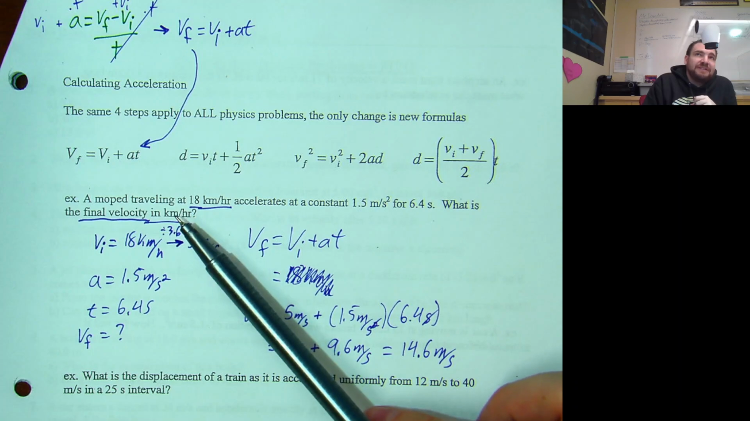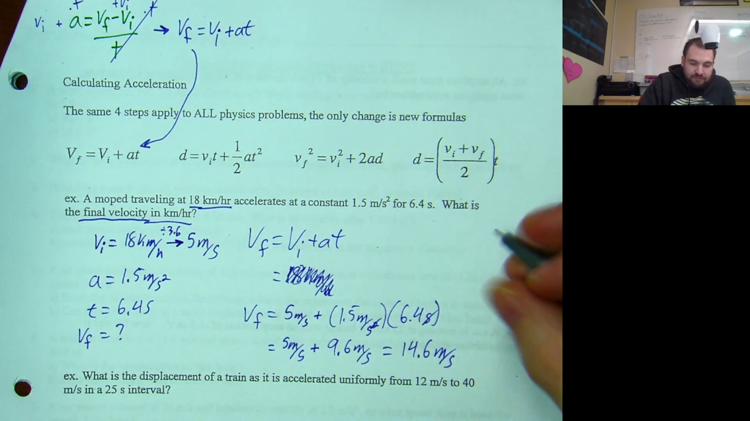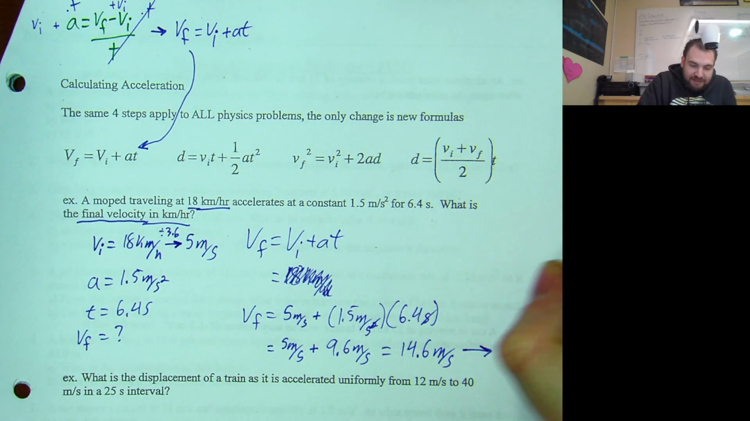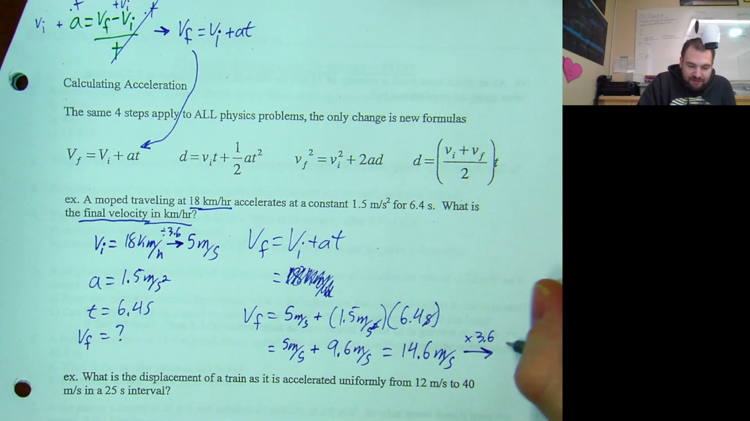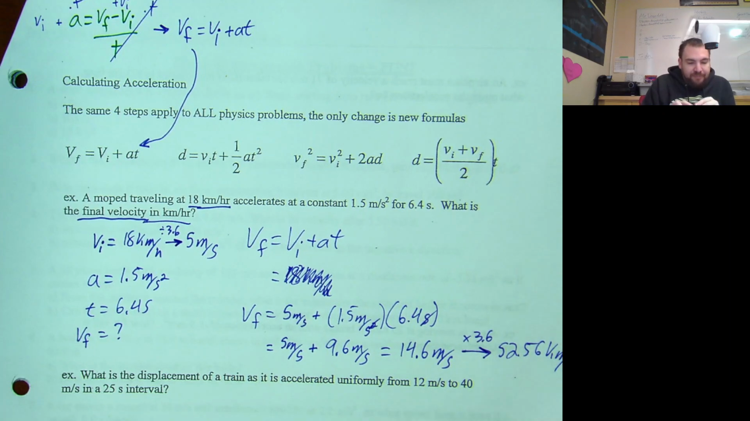But the question is, I want my final answer in kilometers per hour. Which means I need to multiply it by 3.6 to give us what? 52.56 kilometers per hour. Cool.